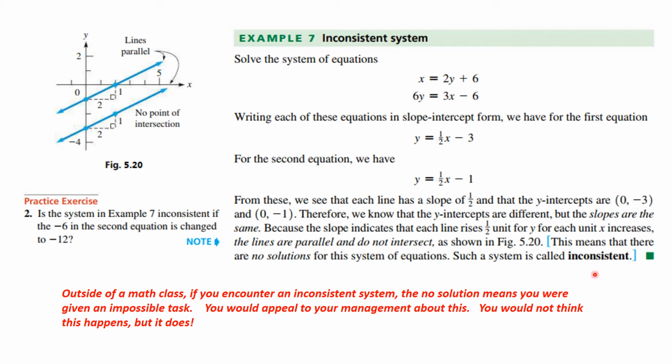And we call such a system inconsistent. Now, outside of a math class, if you encounter an inconsistent system, the no solution means, if you didn't make a mistake, that you were given an impossible task. And you would appeal to your management about this. You would not think that this happens, but it really does. Often people are assigned impossible tasks.